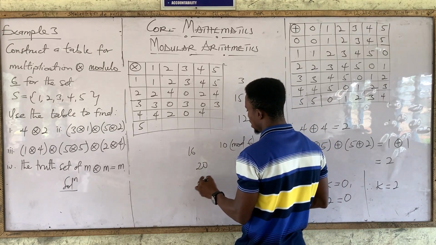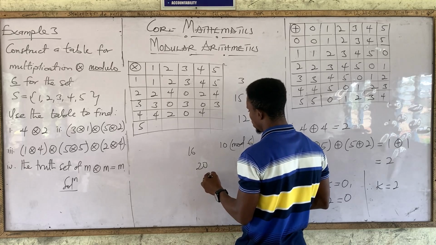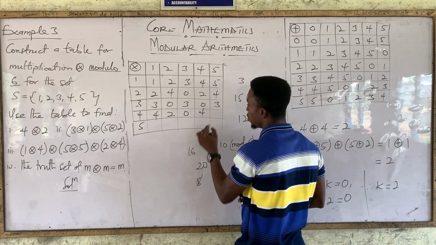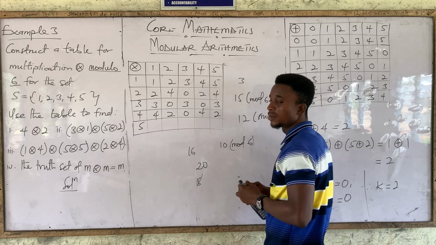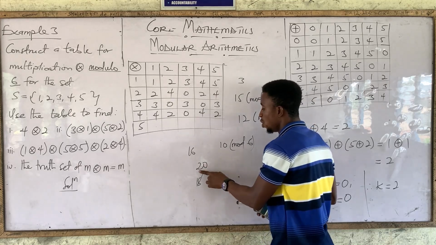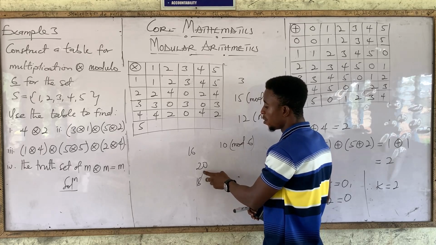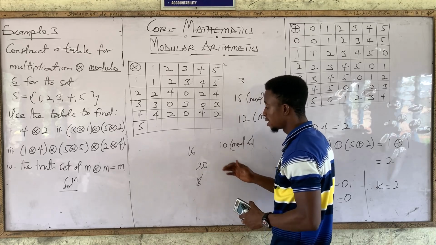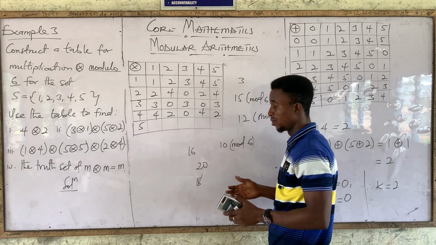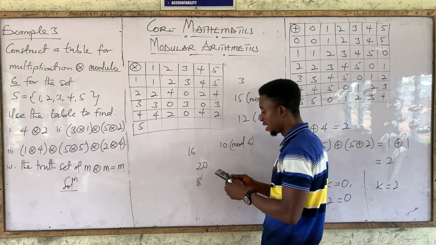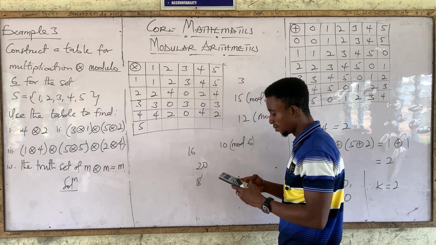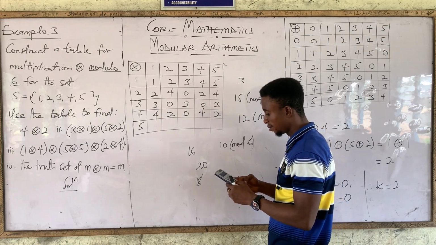How many groups of 6 can I get here? That is 3, 18. So I'll be left with what? 2. Are we getting that? So 20 modulo 6 is what? 2. Then I have to say 20 divided by 6.